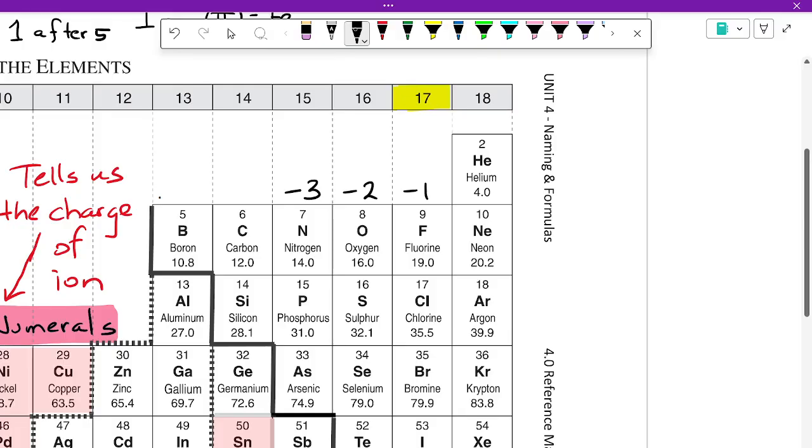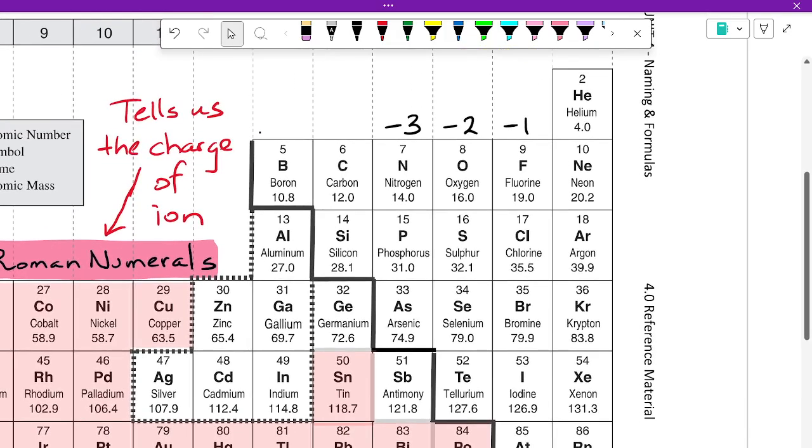Okay? Now there's one more little group of atoms where you need to know the charge. Okay, so we've got group 1, 2, 3, we've got group 17, 16, 15, and then we have this little staircasey region in here. If you want to color this, you can.